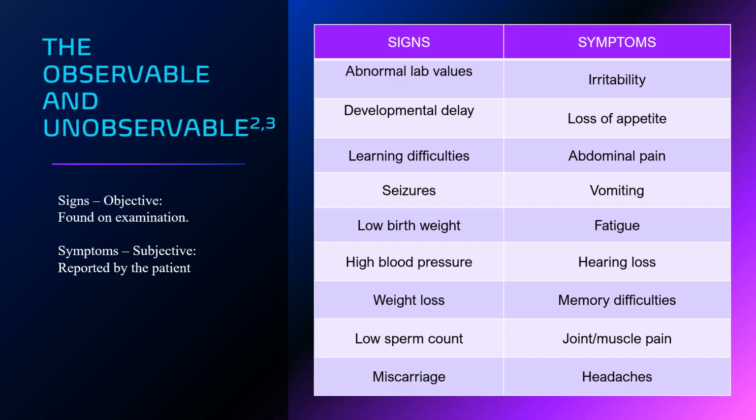Signs and symptoms. Signs are an objective finding found on examination, while symptoms are subjective and reported by the patient. These can overlap from time to time, but as you can see, reiterating from the beginning, because lead can be found in all tissues, the signs and symptoms are going to be very wide-ranging.